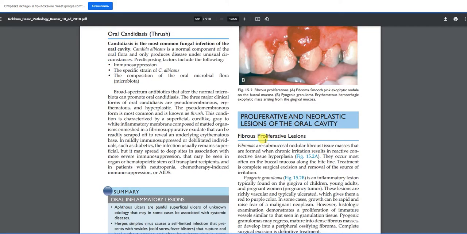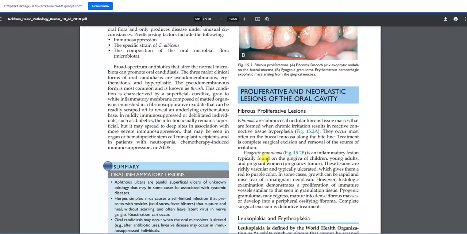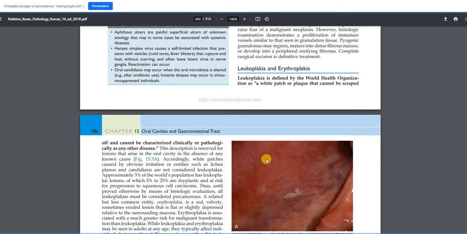This granuloma should be treated with surgical methods. Of course, we should remove the cause of the granuloma. Caries-containing teeth should be treated or removed, usually removed. And of course, the granuloma also should be removed from the oral cavity.